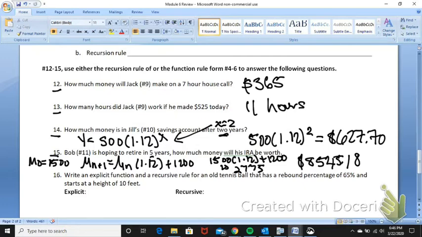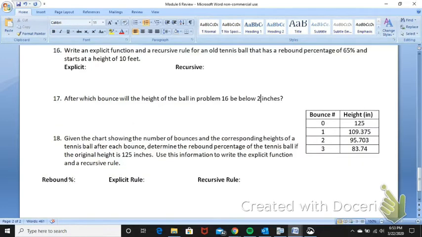All right, so if we look at the bottom of this page, like I said, the page I really want to focus on because it's been a little while since we've done this. This is a lot like 6.4 in your book. You probably don't have your book, but you can look in module 6 at 6.4 and get the notes to refresh your memory on how to do that. So it tells us that the explicit function and the recursive rule for an old tennis ball with a bounce percentage of 65%, and we have a height here of 10 feet.